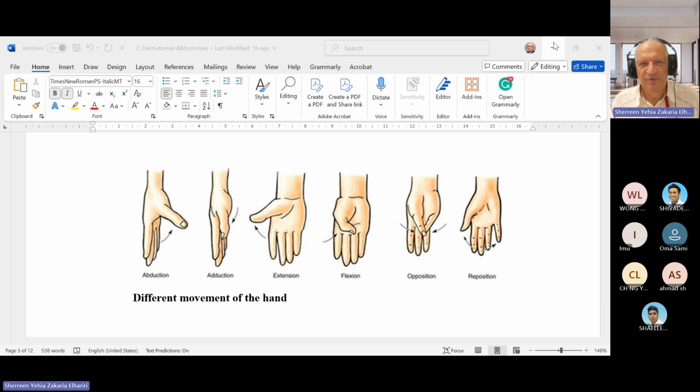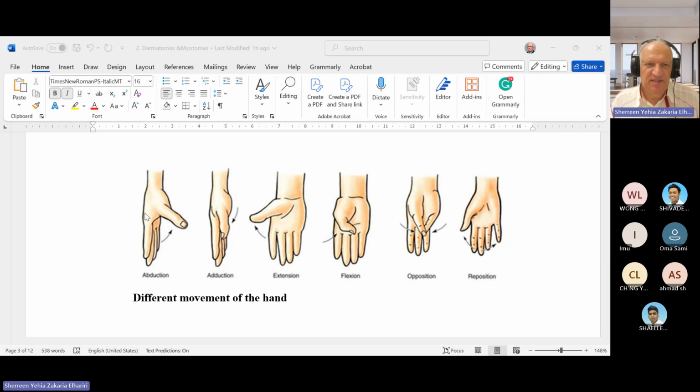So you can see the movement here. Suppose you put your hand, we make it from lateral view. So it is abducted, it is adducted. Extension outside, flexion inside. Opposition, you count the finger. Adduction of the finger is different, it's just spanning or separated. So this is important to know the movement.